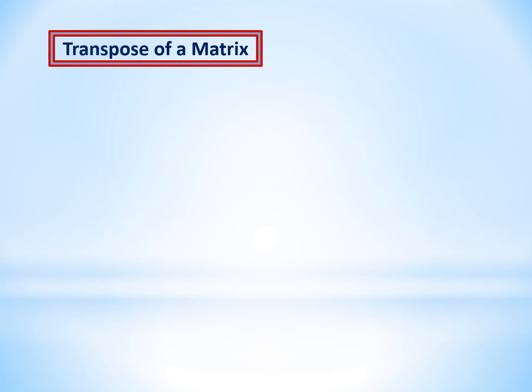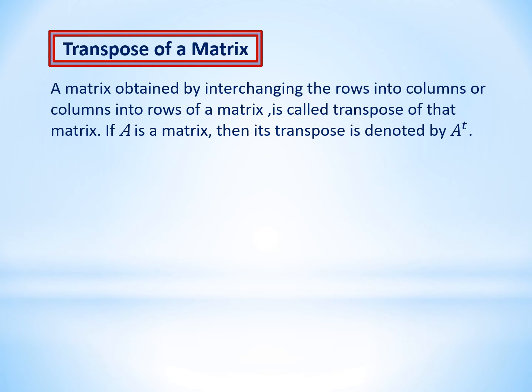Next, transpose of a matrix. A matrix obtained by interchanging the rows into columns or columns into rows of a matrix is called transpose of that matrix. If we interchange either rows into columns or columns into rows, then this matrix is called transpose of a matrix and it is represented by A transpose.